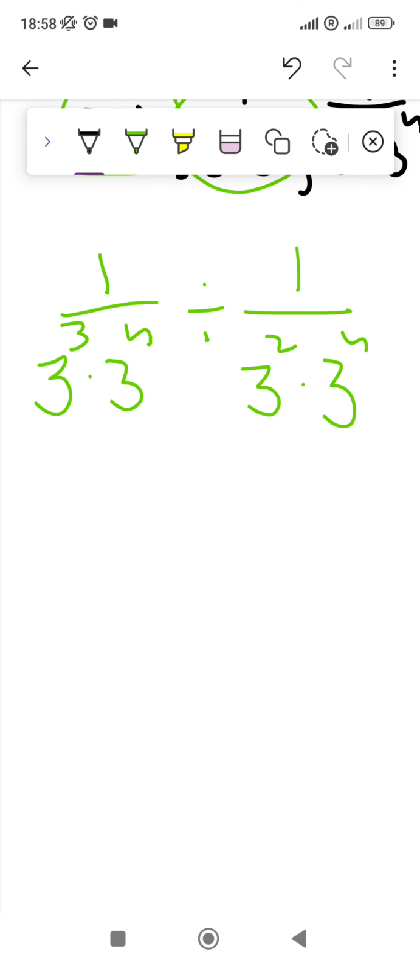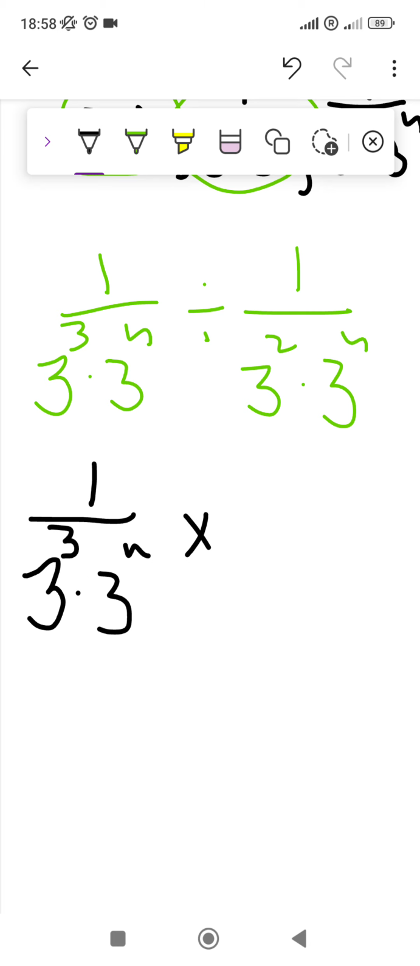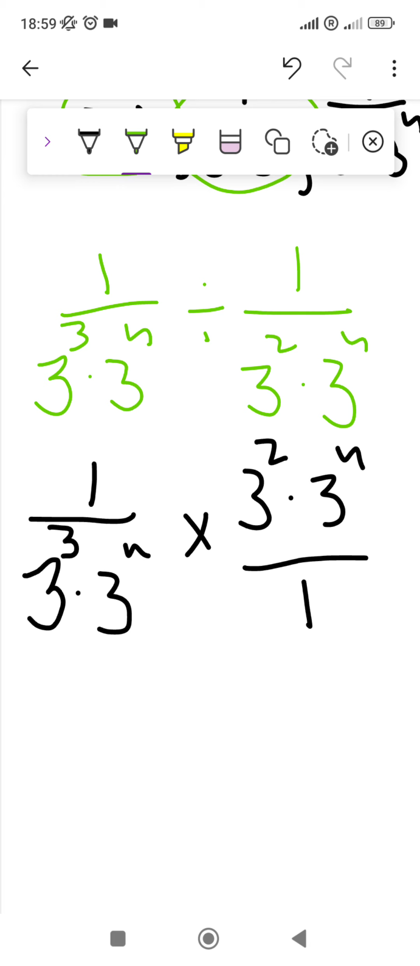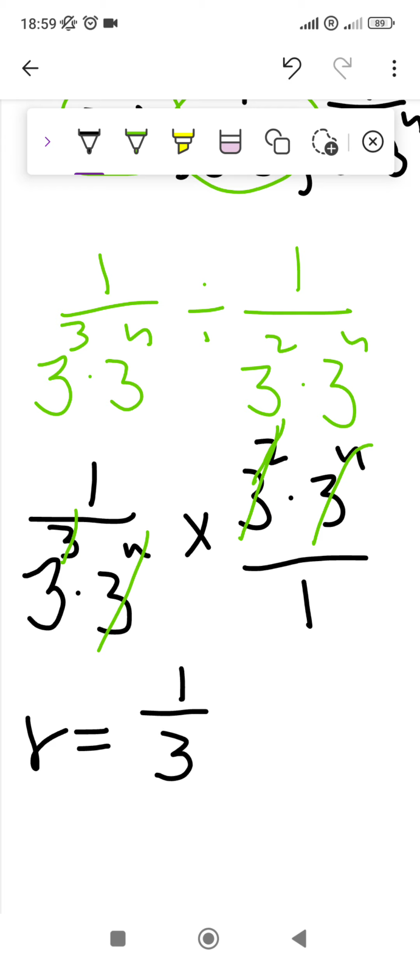So we are going to leave the first one the same: 3 cubed times 3 to the power of n. The division we change to multiplication, and we take the reciprocal, so this 3 squared is on top now. And we have 3 to the power of n also on top, divided by 1. So we can see that that cancels with that. 2 of these cancel with 2 of those, so you are left with a 1 there. And this simplifies, so your R value simplifies to 1 over 3. So that helps us.